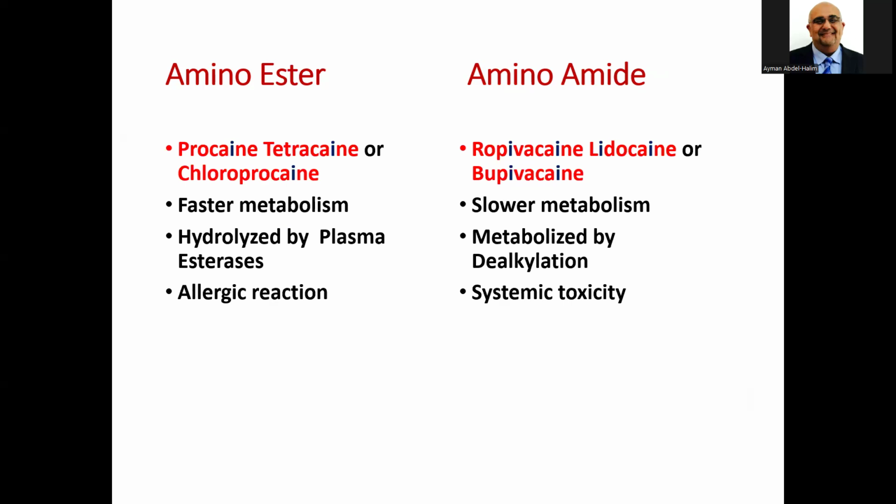The esters have a faster metabolism because they're metabolized by plasma esterases, while the amides have a slower metabolism because they're metabolized by the liver. They're metabolized by dealkylation. Usually, the adverse effects of the amides are systemic toxicity, while with the esters, usually it's allergic reaction. And this is related to their end product, which is called PABA, or para-amino benzoic acid.